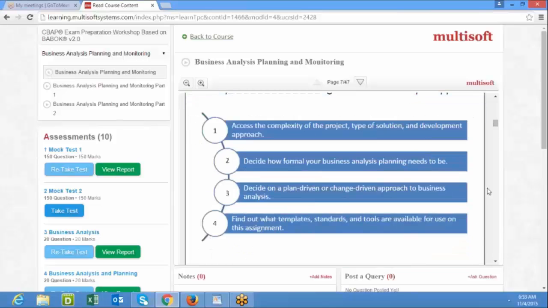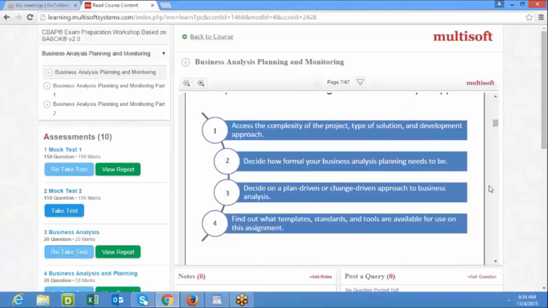Your responsibility in this task would be to assess the complexity of the project, because the higher the complexity, the more detailed or more precise the approach will be. Then the type of solution and the development approach. Decide how formal your business analysis planning needs to be. What are the expectations from the bosses, or first of all the key stakeholders. Decide on a plan-driven or change-driven approach for a BA, or business analyst. Find out what templates and standard tools are available for use on this assignment.